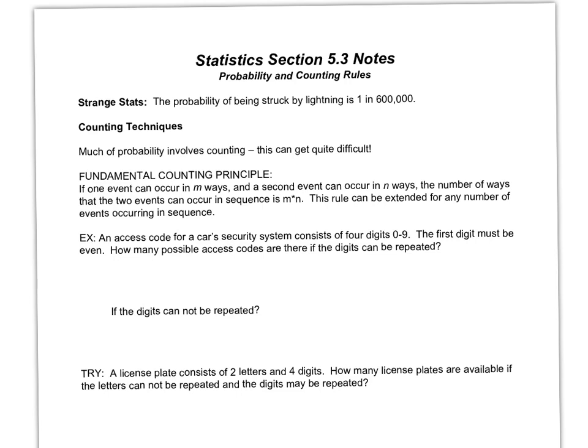It says if one event can occur in m ways and a second event can occur in n ways, the number of ways the two events can occur in sequence, that means one after the other, is m times n. And this rule can be extended for any number of events, so not just 2, but 3, 4, whatever.